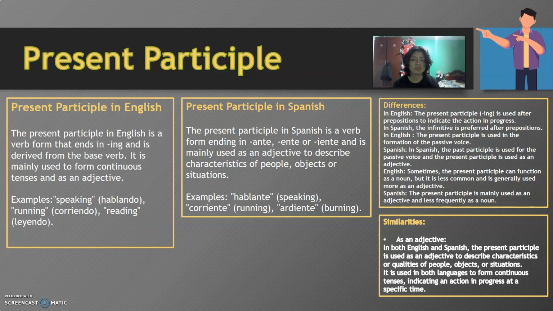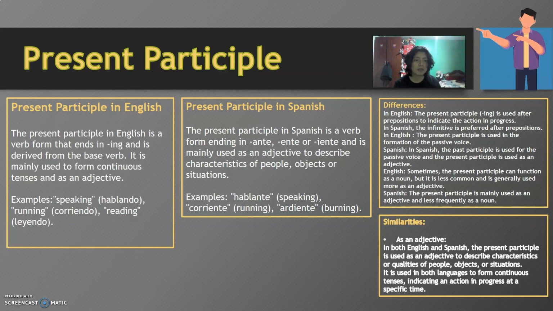And the present participle in Spanish is a verb form ending in -ante, -ente or -iente, and it's mainly used as an adjective to describe characteristics of people, objects, or situations. For example, hablante, corriente, and ardiente.